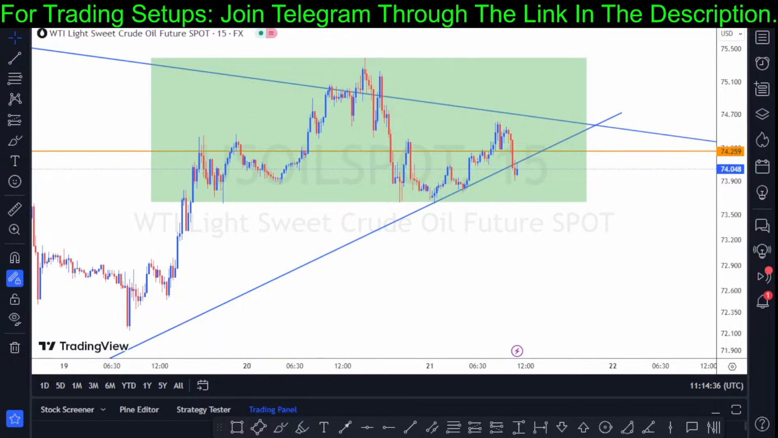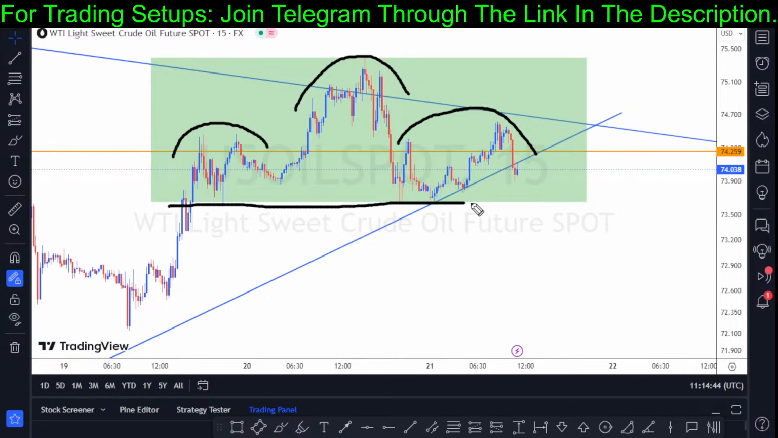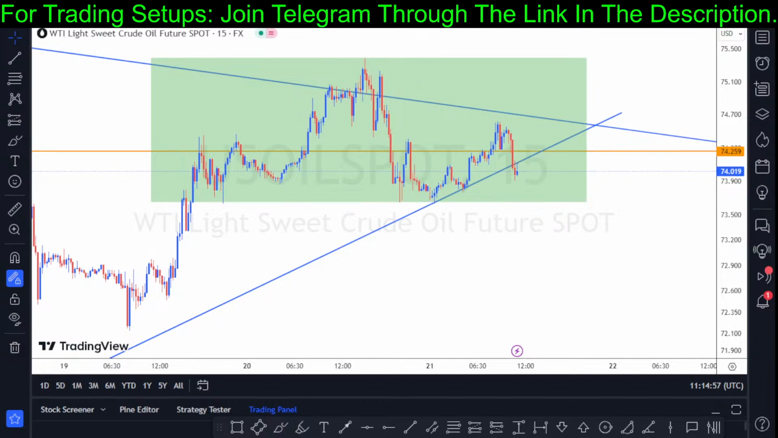So we have the upright head and shoulder: the left shoulder, the head, and this is the possible right shoulder. So this is the neckline right now. We are currently waiting for the break of the trend line, the neckline, for a short entry. If you are a scalper, you could be looking out for an entry on the 15-minute chart. If you're a 1-hour chart trader, you could be looking out for an entry on the 1-hour chart.